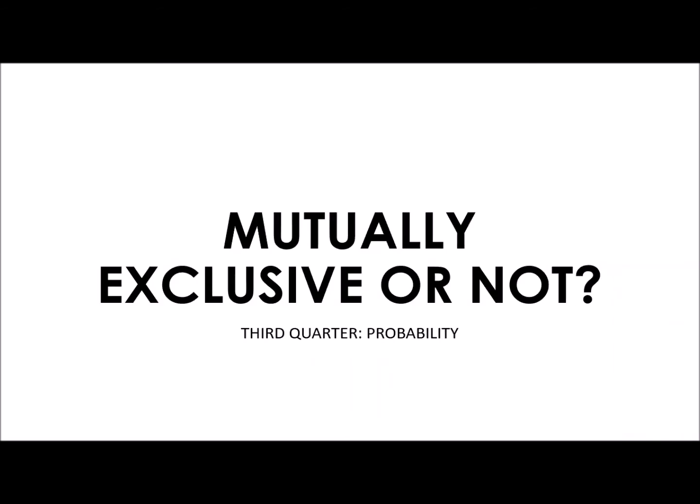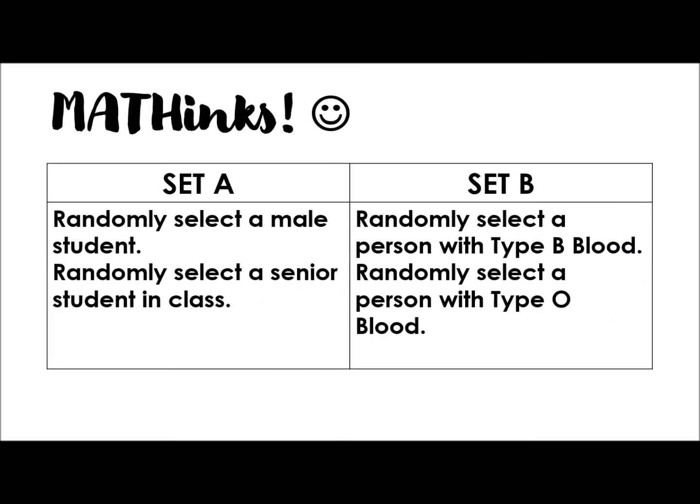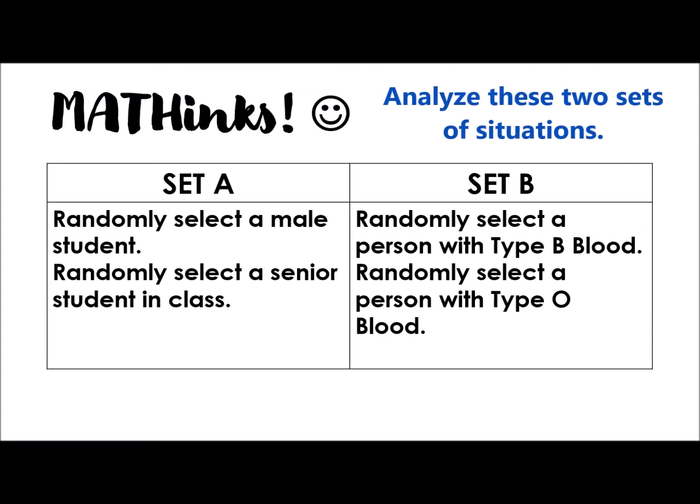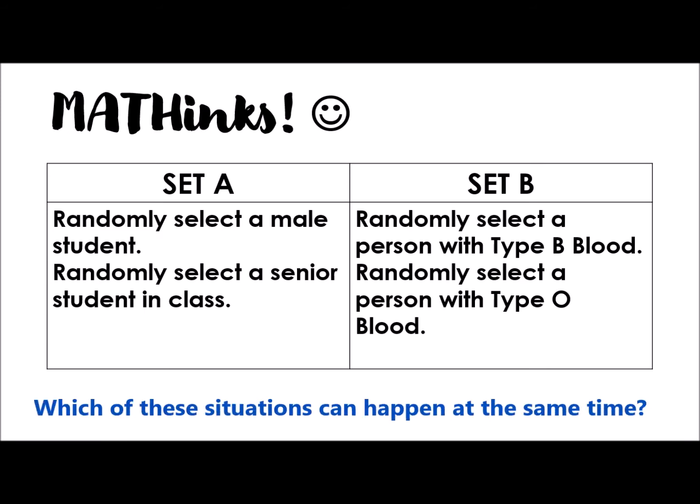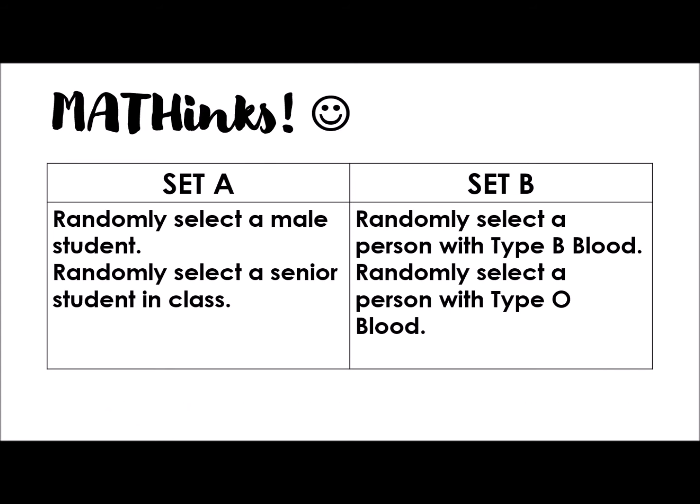So, what is really mutually exclusive or not? I would like you to analyze these two sets of situation. The first one is randomly select a male student, randomly select a senior student in class. Then we have the set B, randomly select a person with type B blood, or randomly select a person with type O blood. Now, I want you to think about this. Pwede ba siyang mangyari at the same time? Can it happen at the same time? Aling set of situations ang pwedeng mangyari ng sabay?